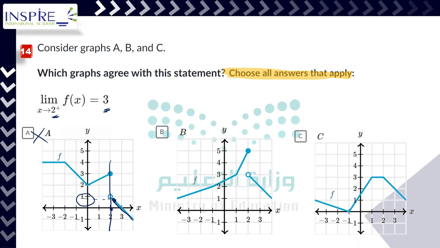Let's check letter B. I will locate number 2, draw my line, and then trace it only from the positive side, from the right side. I found it to be 3. So this one works with us. We'll take this one. It's equal to 3. What about C? The same. Locate number 2. Get it only from the right side. It will be equal to 3. So this one is also correct. So let's choose B and C.